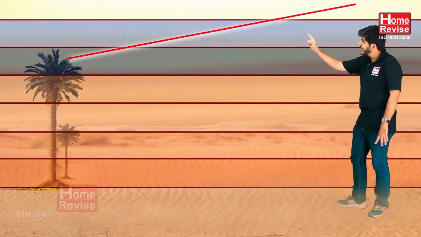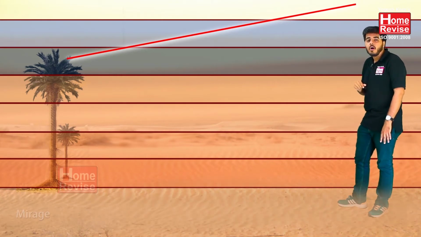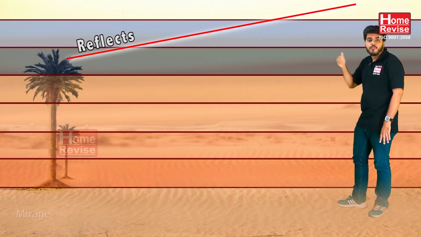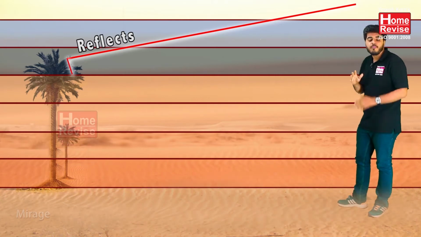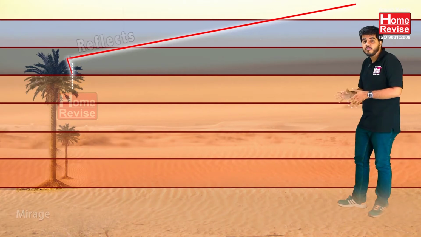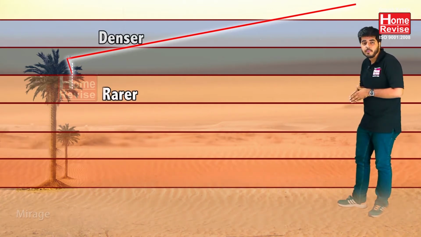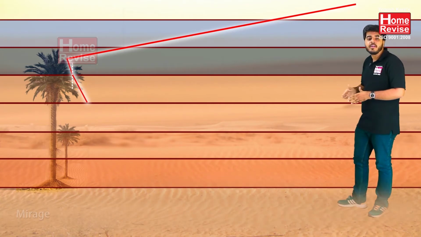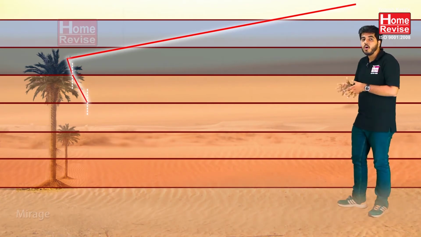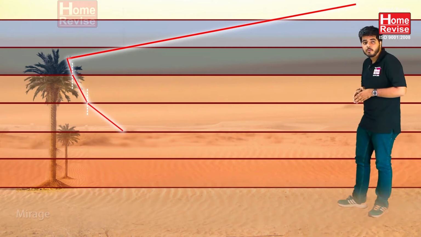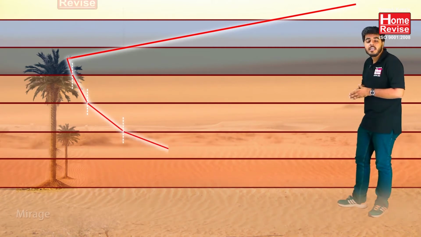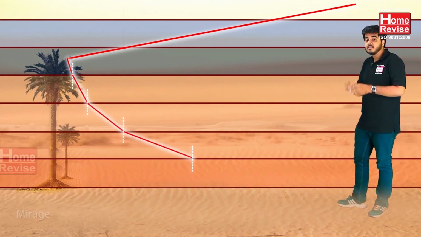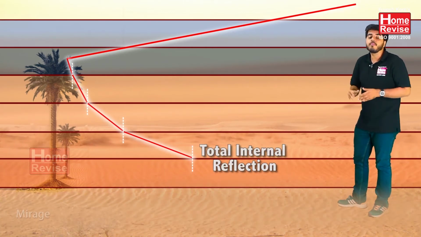Now, when sunlight comes and strikes the object, that is our tree, it gets reflected. After getting reflected, it enters the first layer, where it is traveling from a denser medium to a rarer medium, and it suffers refraction. Again, due to different temperature and different density of air at different positions, it suffers continuous refraction. Now it reaches the position at which it suffers total internal reflection.